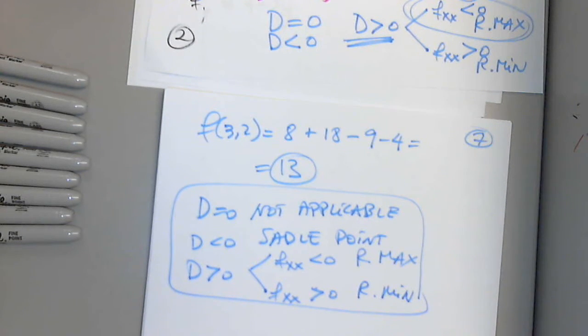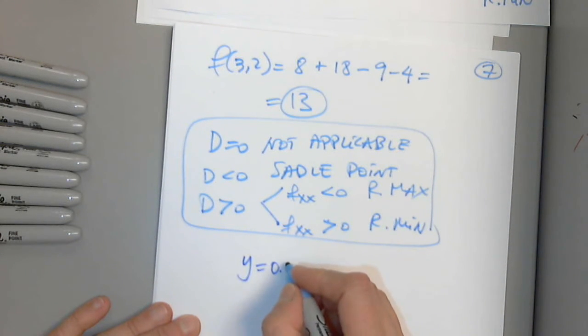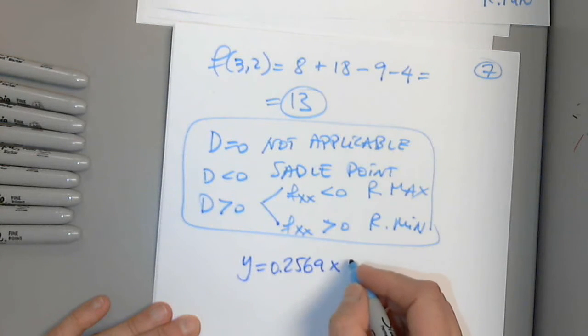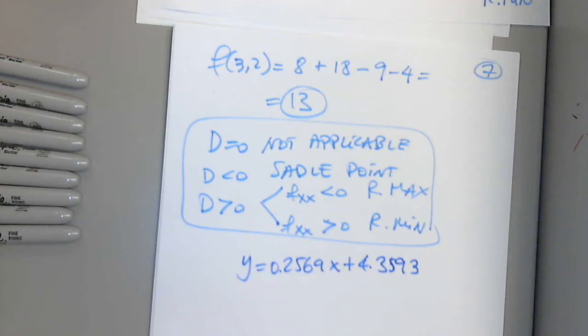Every calculator is different, so I'm not sure what you have. So we get 0.2569 multiplied by x, that's the slope of the line, and the y-intercept is 4.3593. So we copy that. So y equals 0.2569x plus 4.3593. Slope and y-intercept.